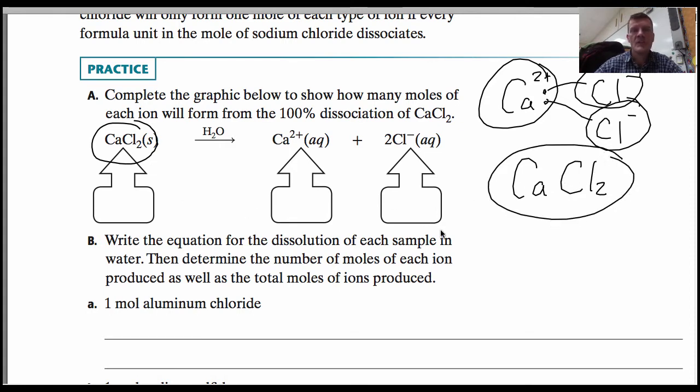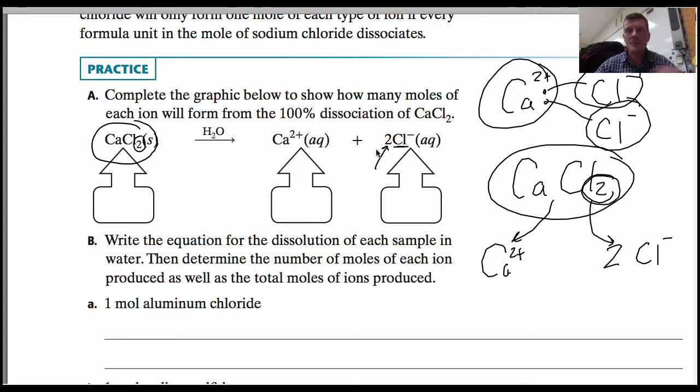Okay? So when this breaks apart, it's going to break apart into calcium, 2 plus, freed up and surrounded by water molecules, and you're going to have 2 chloride ions. Not just 1, there are 2 in that formula, so they're both going to be separated and pulled apart. So when you see a subscript in the formula, realize you've got to put a 2 in front of that particular ion. They're not bonded anymore. They're separated. That's why I'm putting a 2 in front. This coefficient is telling me how many I have.